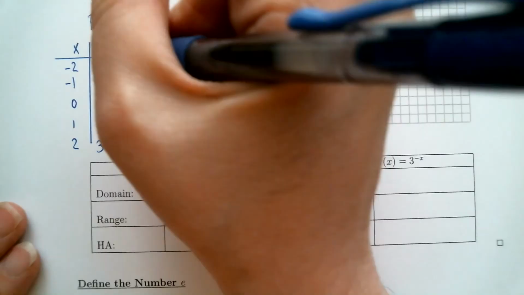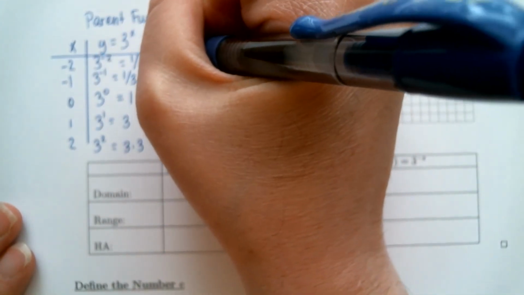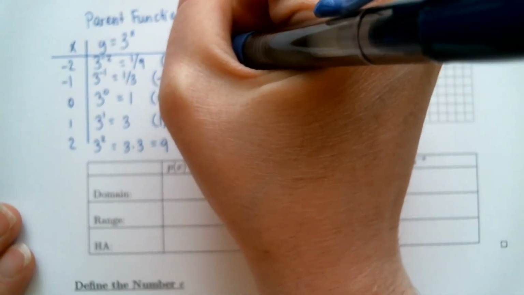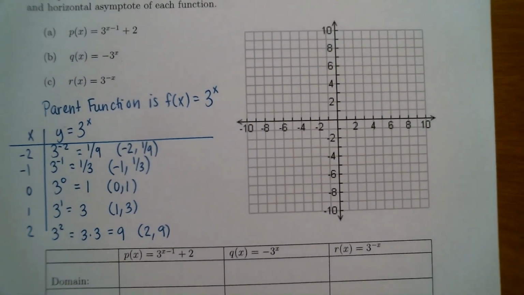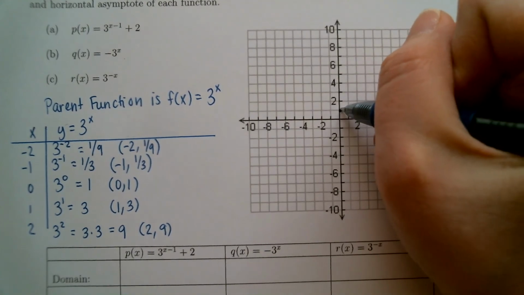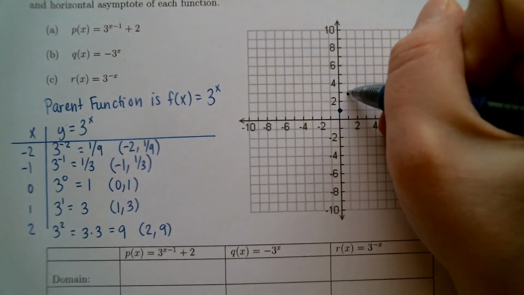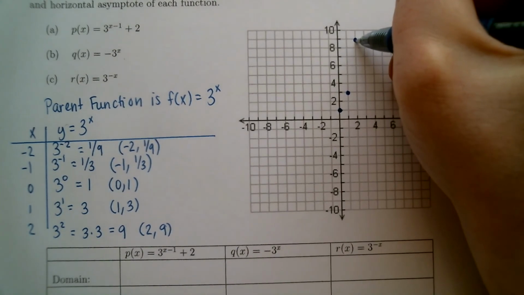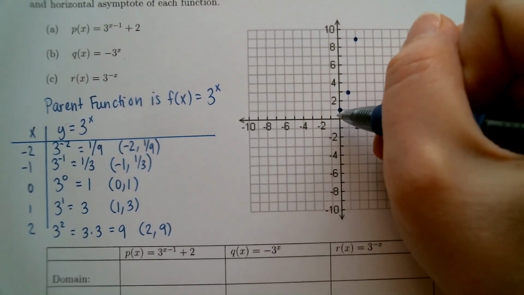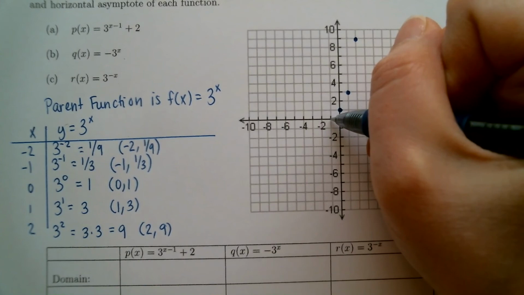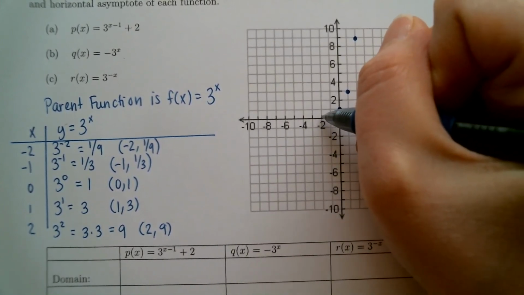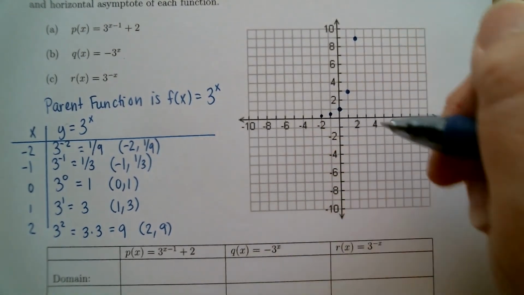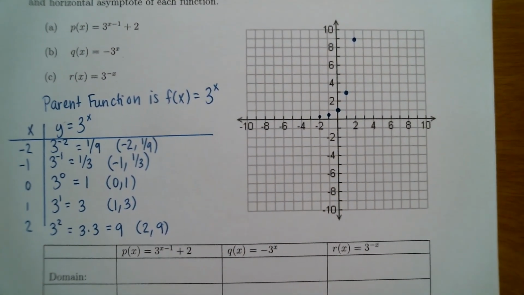All right, so our last point here is going to be -2, 1/9. So now we have 5 points that we can plot for our parent function. The parent function will go through 0, 1, 1, 3, 2, 9, and then the decimals you're just going to have to eyeball: -1, 1/3. Remember, 1/3 is about 0.33. And then -2, 1/9. 1/9 is even smaller than 1/3, so it'll be even closer to the x-axis.